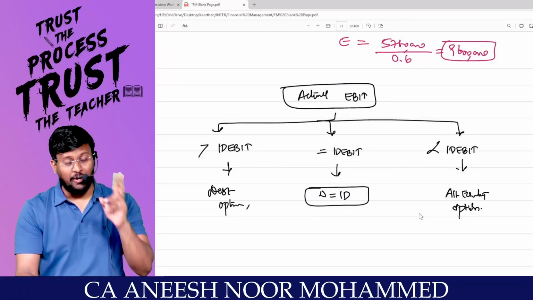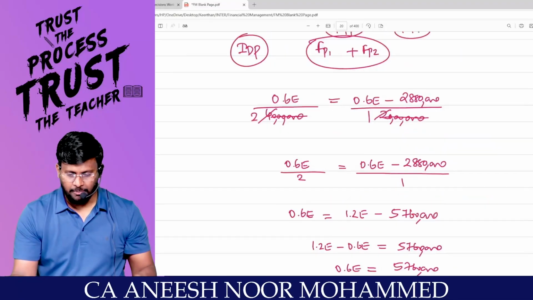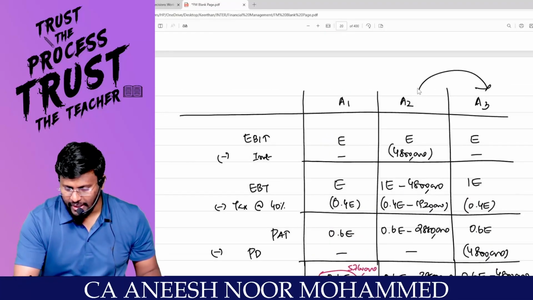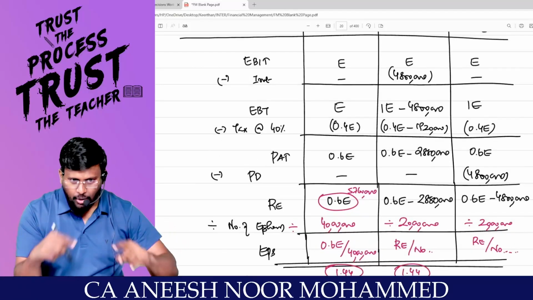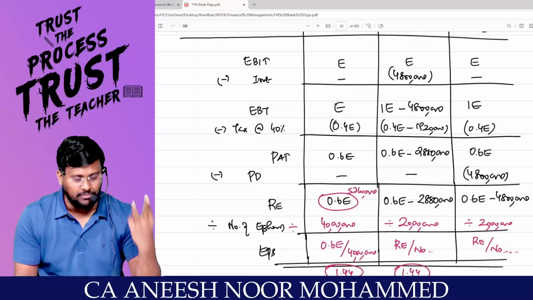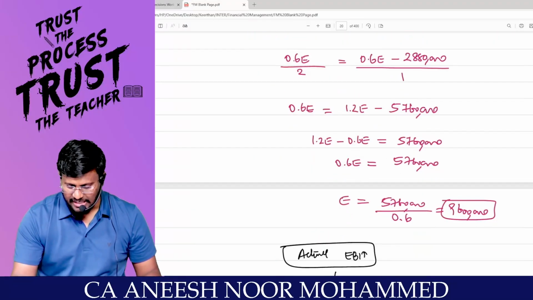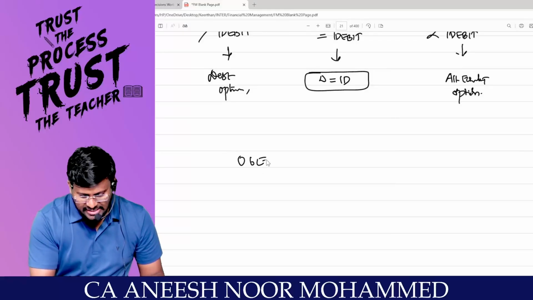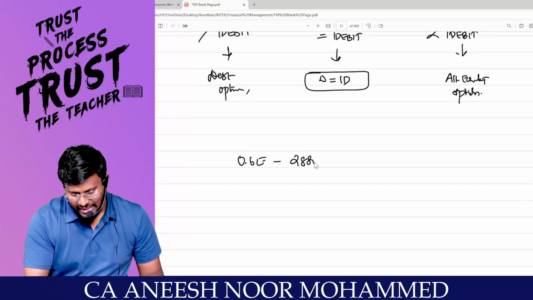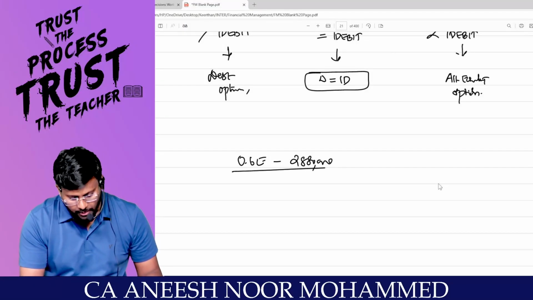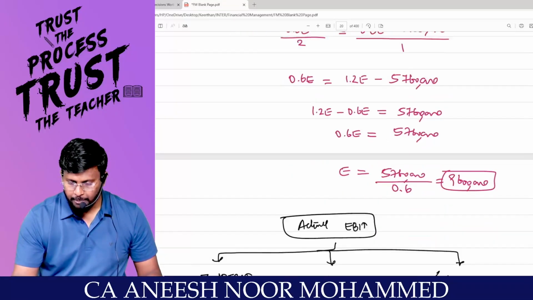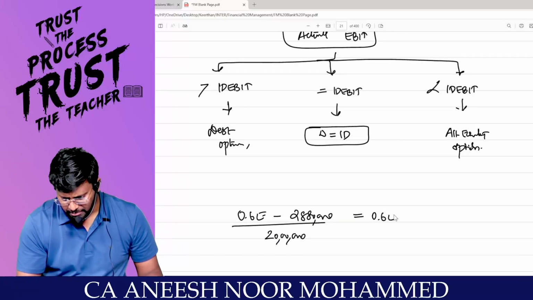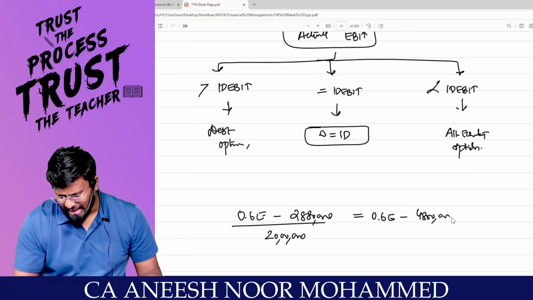Sir, I still have to perform 2 more projects between A2 and A3. That's what I smartly did with one table for all the projects. Otherwise, every time you have to repeat, and 3 hours will be wasted. So tell me, sir, 0.6E minus 28 lakh 80,000 divided by 20 lakh equity shares should be equal to 0.6E minus 48 lakhs divided by 20 lakhs.